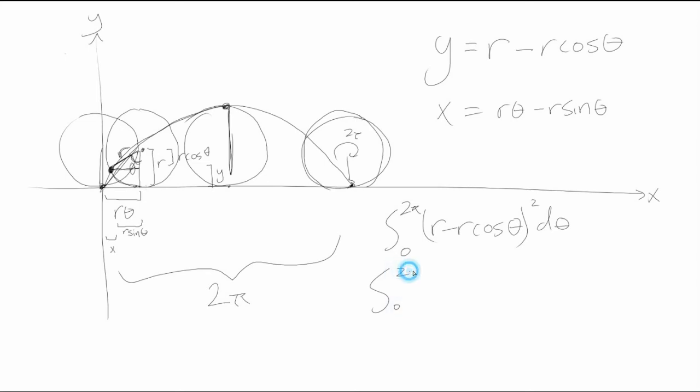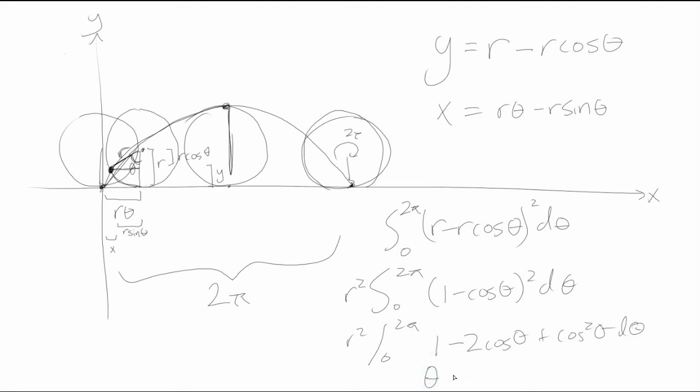This becomes the integral from 0 to 2 pi. We can factor out this r, make it r squared, times 1 minus cosine theta squared d theta. That is r squared, integral from 0 to 2 pi, of 1 minus 2 cosine theta plus cosine squared theta d theta. Now the first two things are easy to integrate. This just becomes theta minus 2 sine theta.